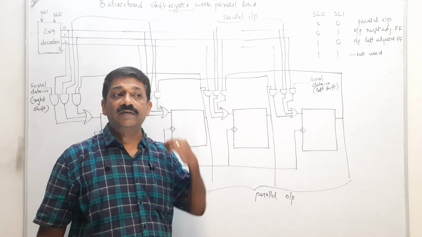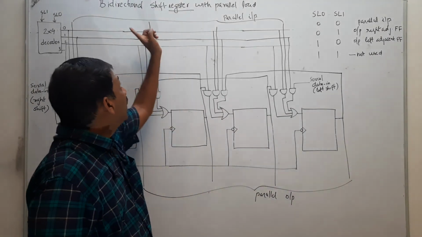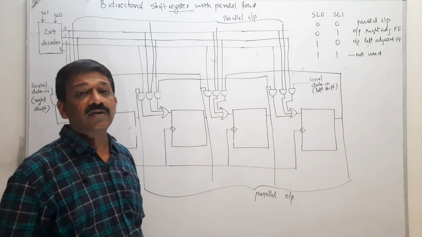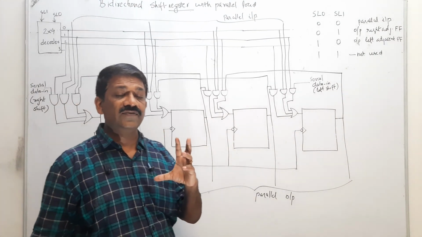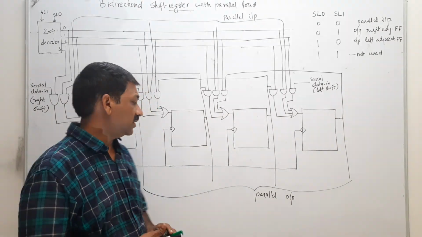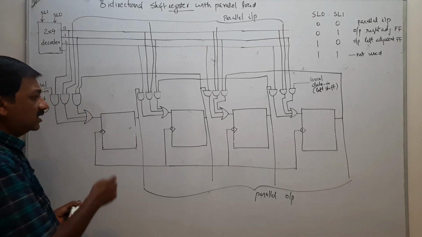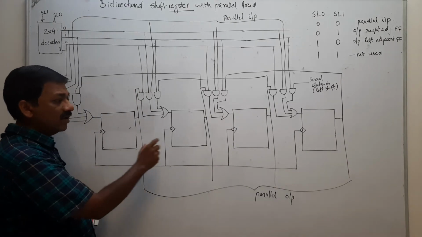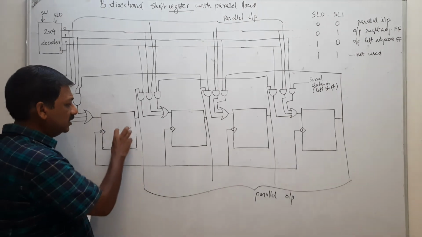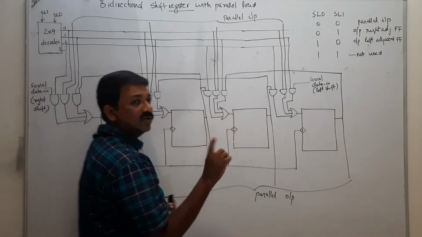Good morning. Today we are going to discuss bidirectional shift register with parallel load. For example, this is a shift register, which means here we have a group of flip-flops and each flip-flop is storing one bit of information.